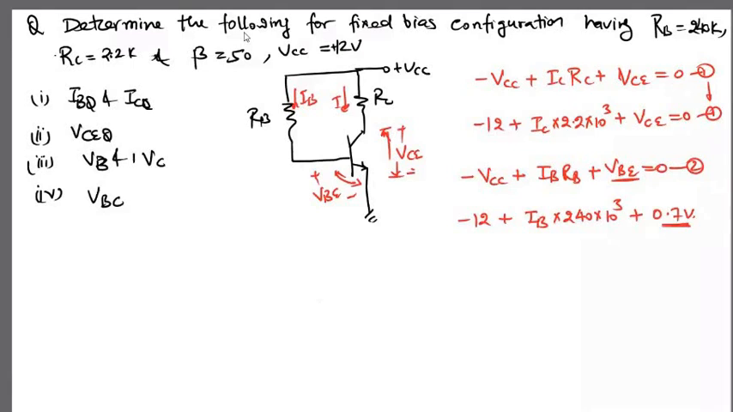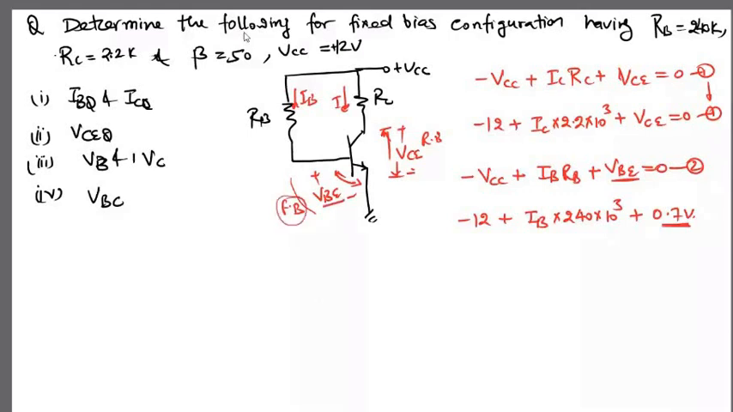Now I am saying that this is being utilized as an amplifier, and definitely this transistor will be working in the active region. And if this transistor is in the active region, then this input junction will be forward biased and the output will be reverse biased. So if this is forward bias, then in that case VBE will be 0.7 volt.